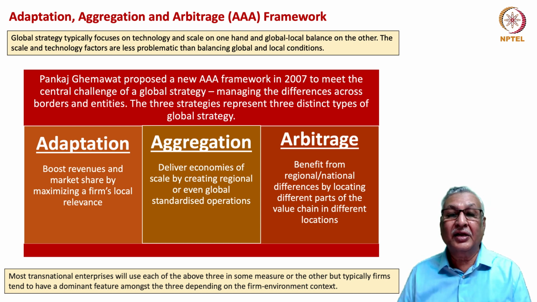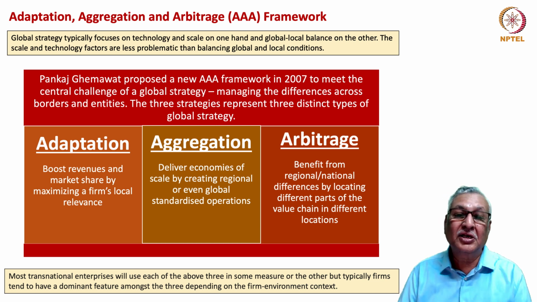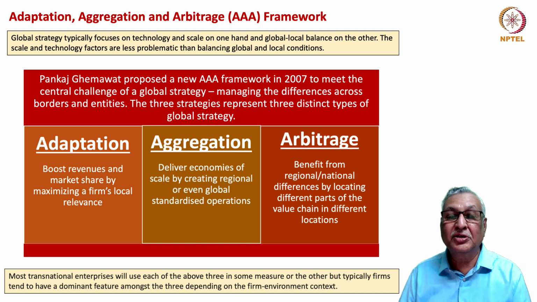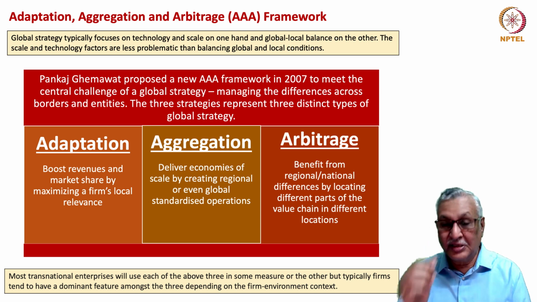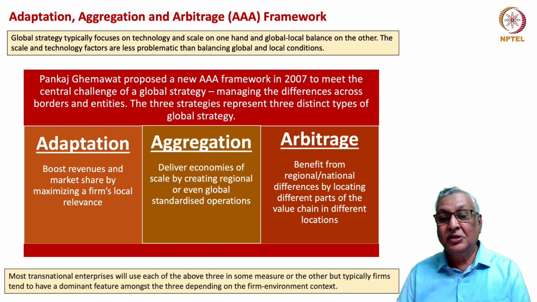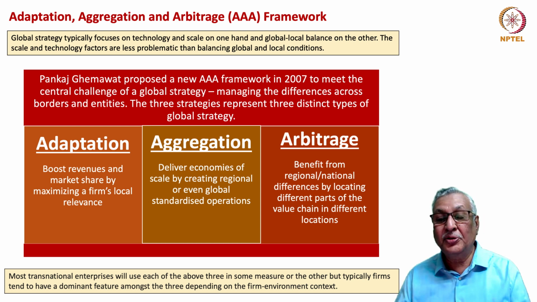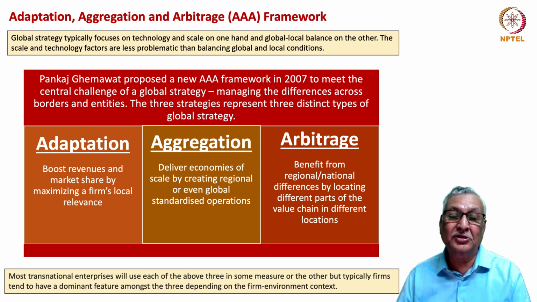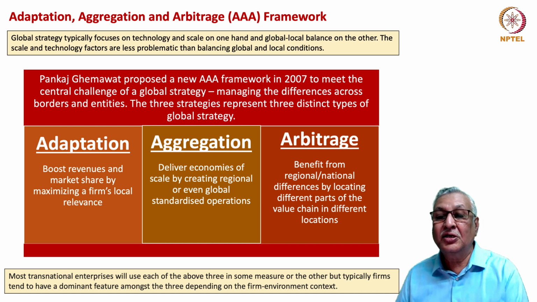The second one is aggregation. That is, you deliver economies of scale by creating regional or even global standardized operations. The entire APAC is seen as one region by most multinational companies, and they aggregate the skills, the production capacities, developmental capabilities that exist in contiguously placed, equally skilled countries. Similarly, the developed world of North America gets aggregated as one. The entire European Union has got aggregated as one, and so on. The third is arbitrage.